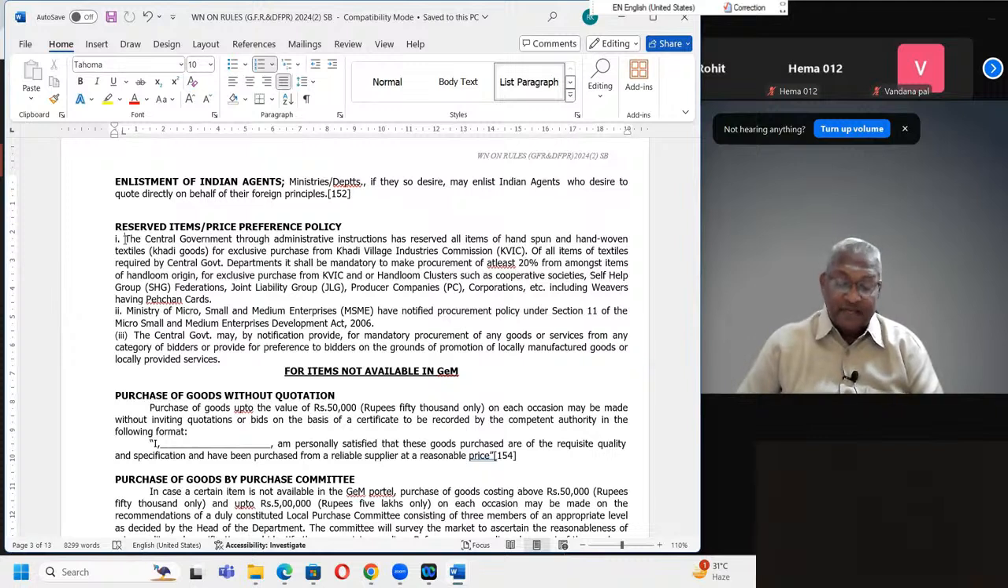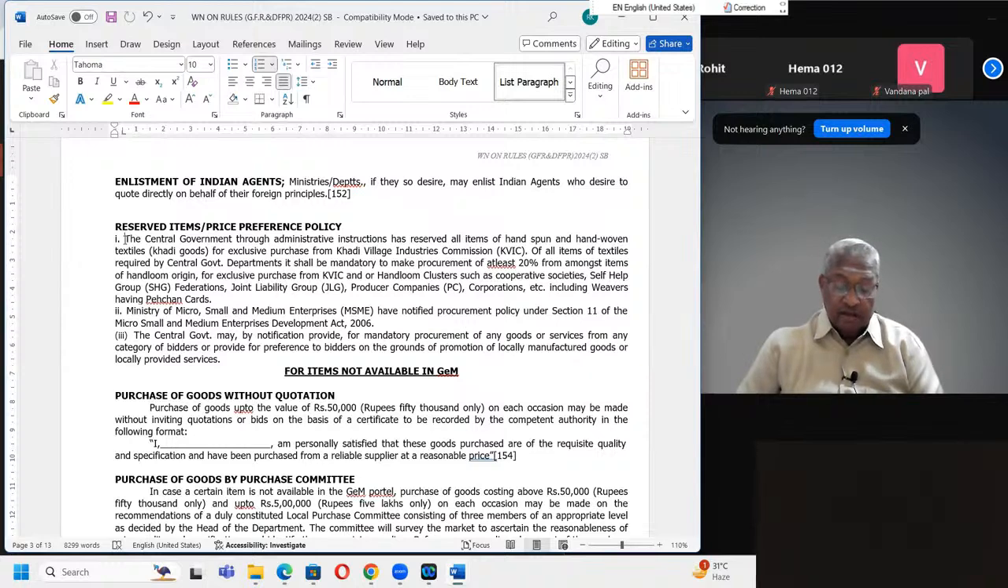Then Ministry of Micro, Small and Medium Enterprises, MSME, have notified procurement policy under Section 11 of Micro, Small and Medium Enterprises Development Act 2006. The central government may, by notification, provide for mandatory procurement of any goods or services from any category of bidders or provide for preference to bidders on the grounds of promotion of locally manufactured goods or locally provided services. As a special order, Government of India can issue, so that you will be encouraging local manufacturers.